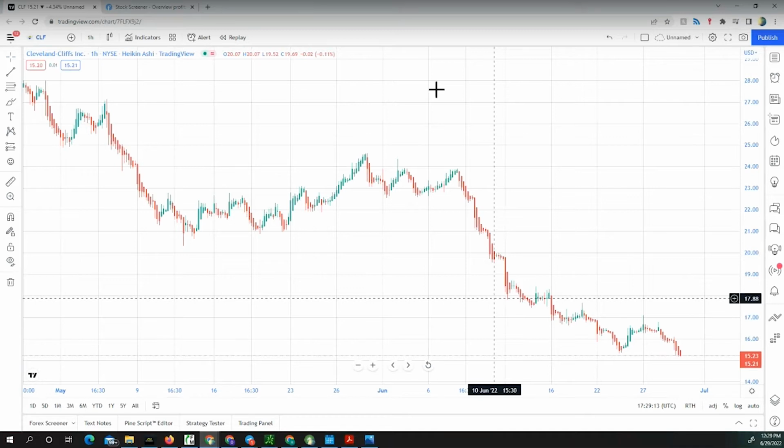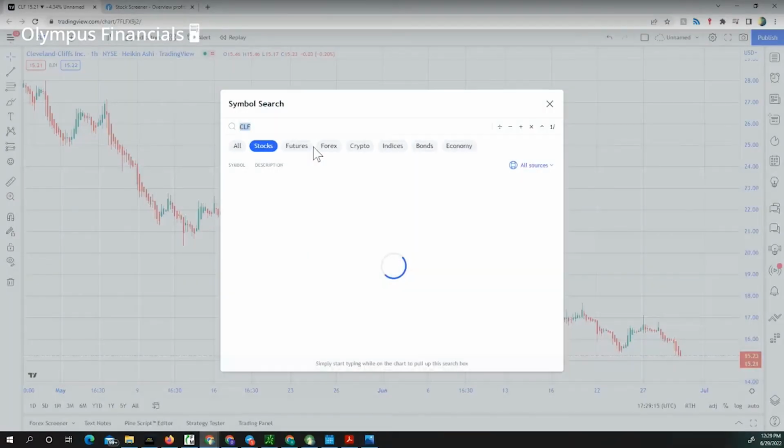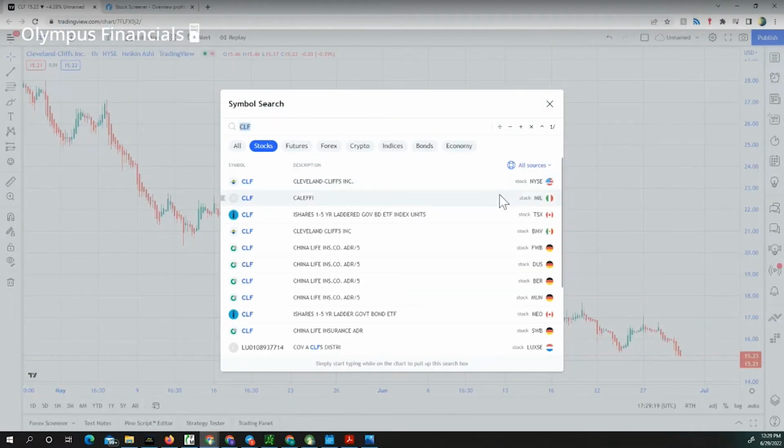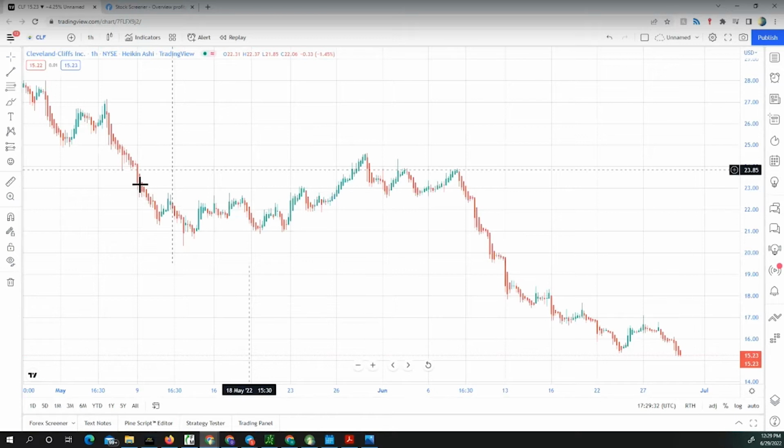And then here is where you type your symbol, which is CLF. And it should say here NYSE, or you should have an American flag. So if it's a NASDAQ or NYSE, it should be at least the first one at the top there. And now you have your stock there.